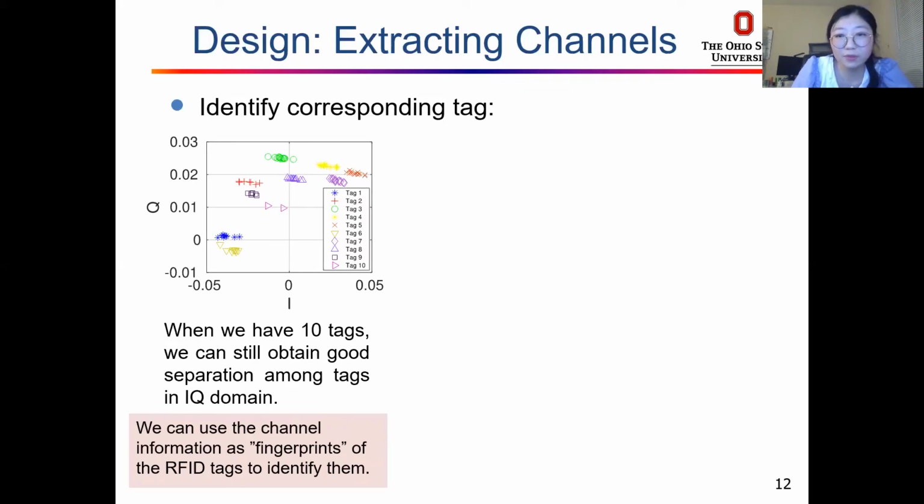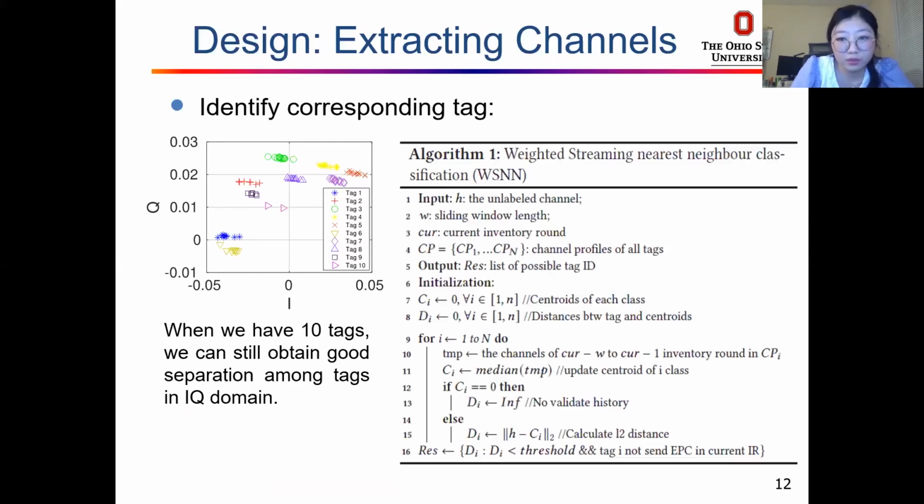Although the channels can be viewed as continuously changing within a short duration, due to the dynamics of various links, the channels can vary a lot beyond the coherence time, especially for sensing systems where the objects keep moving all the time. To tackle this issue, we propose a weighted streaming nearest neighbor classification algorithm as summarized here. The different channels will have different weights based on the timeline. In this way, we can identify the tags based on the extracted channel and the history channel information even when the channels change over time.